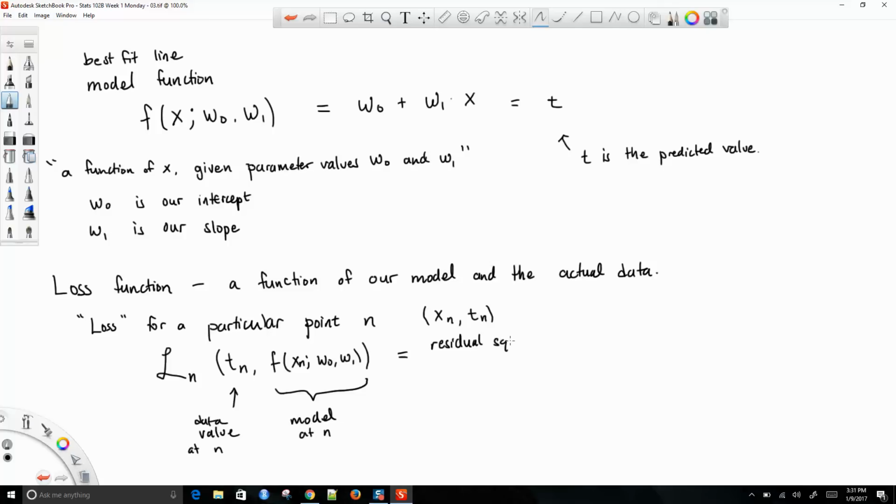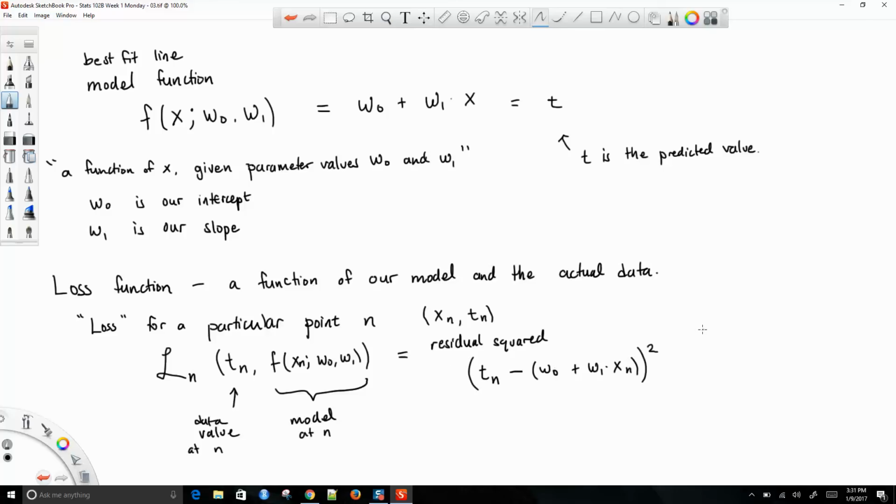Residual squared. So what is the residual? The residual is going to be the value t sub n minus what the model predicts, right? So we're going to just take this part and plug that in here. So it's going to be minus w0 plus w1 times x sub n. That's the residual.